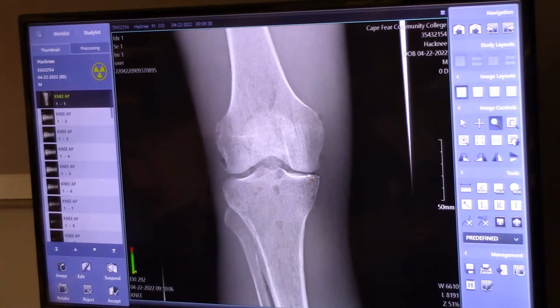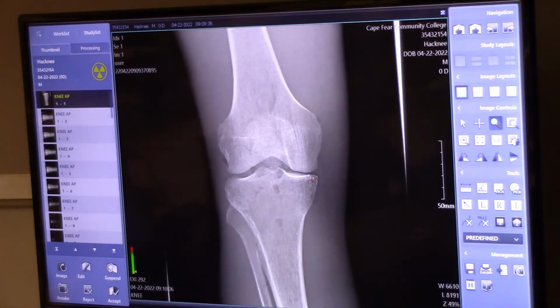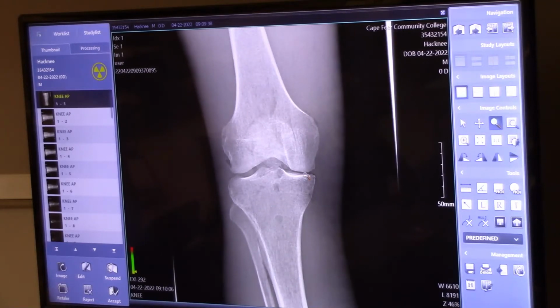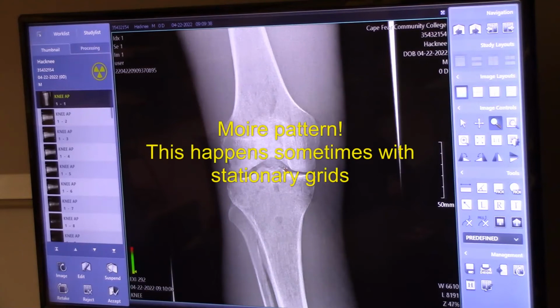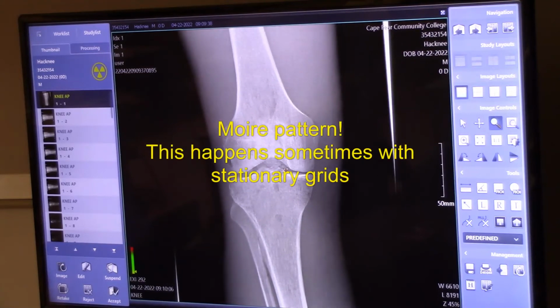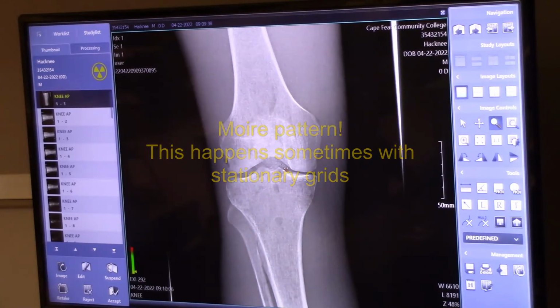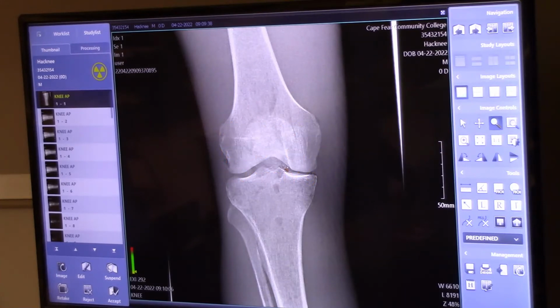And you see that moire pattern? Who sees the moire? See those diagonal looking lines right there? And see how it does like an optical illusion thing as I zoom in and out? Okay, that's a moire pattern. How come we saw a moire pattern on this? Because we forgot to activate the table Bucky.